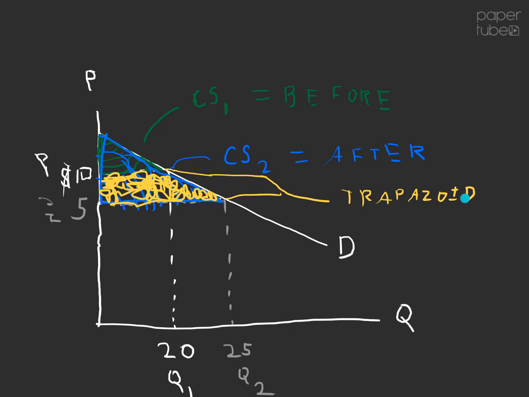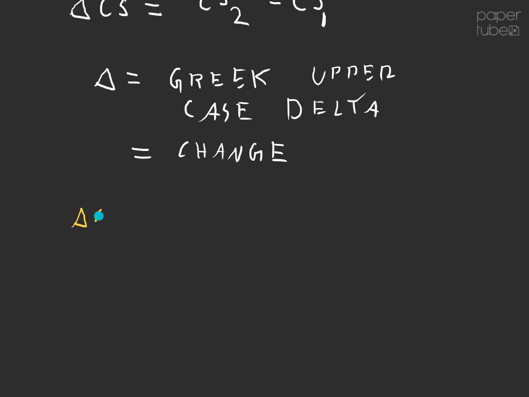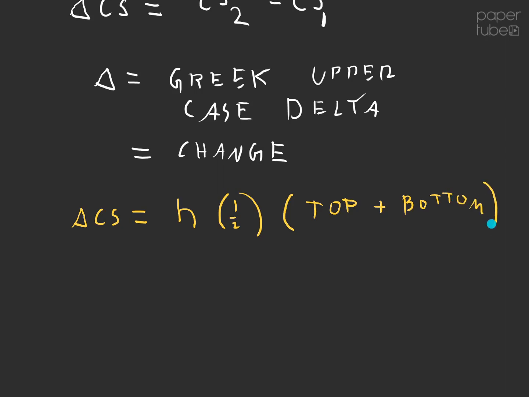So we can use the equation for the area of a trapezoid in order to calculate the change in the consumer surplus. And the equation for the area of a trapezoid is just 1/2 of the height multiplied by the length of the top plus the length of the bottom. So the height times 1/2 of the top plus the bottom. I apologize for the bad handwriting. My handwriting's not that great to begin with, and this pen capture handwriting technology doesn't help it.